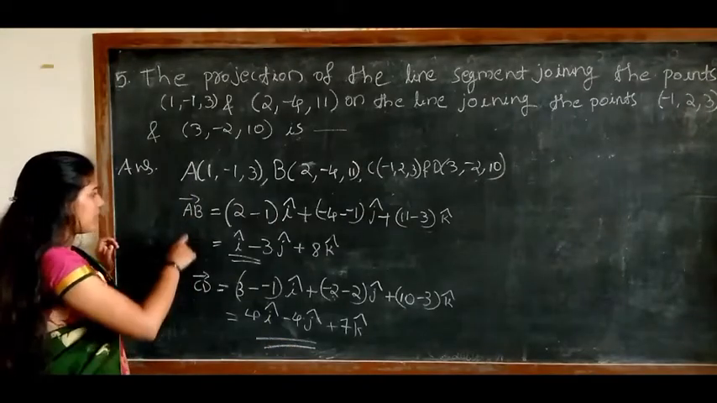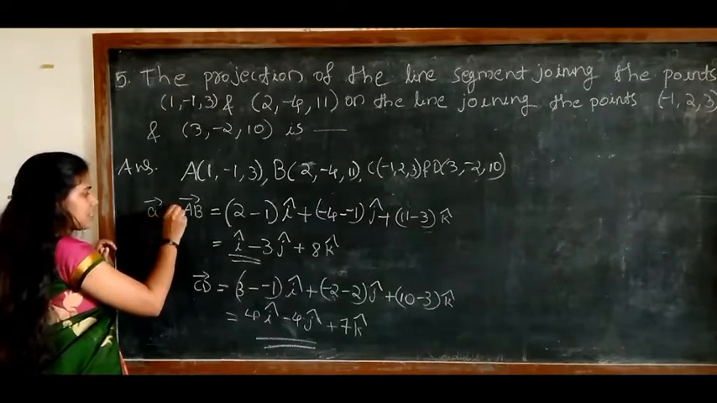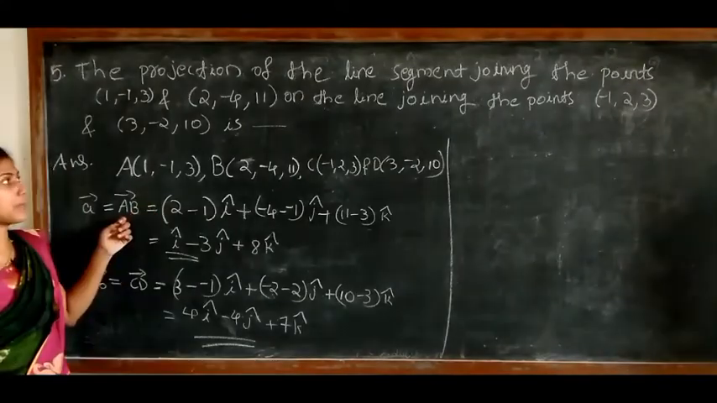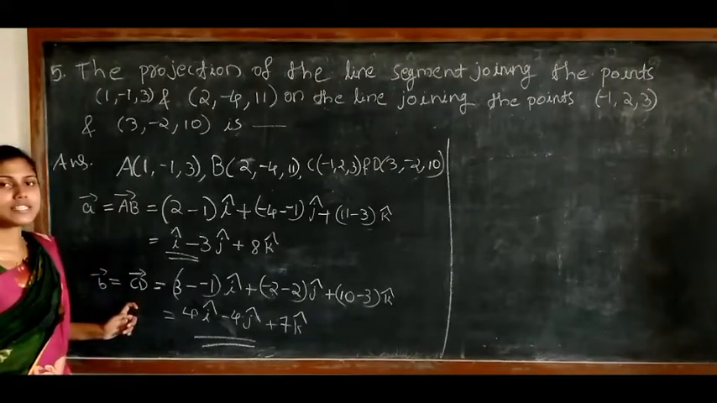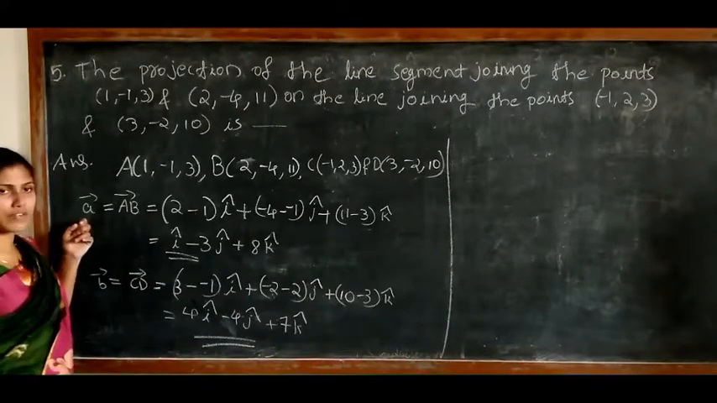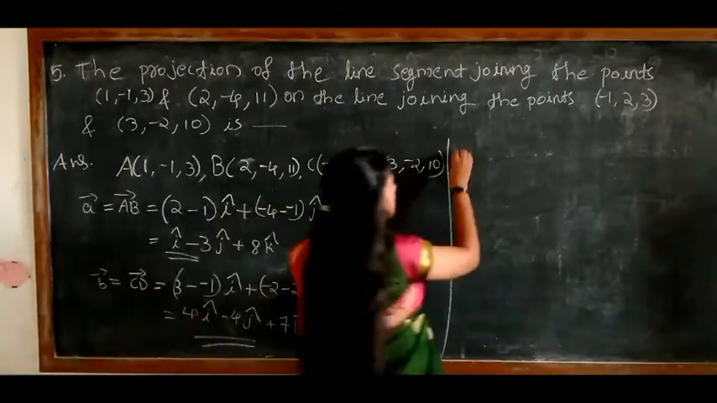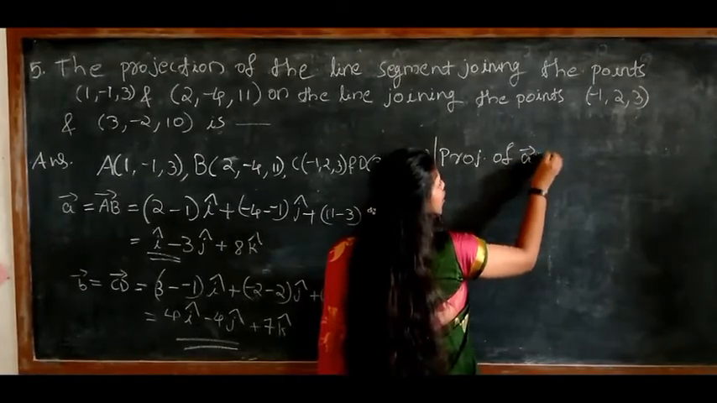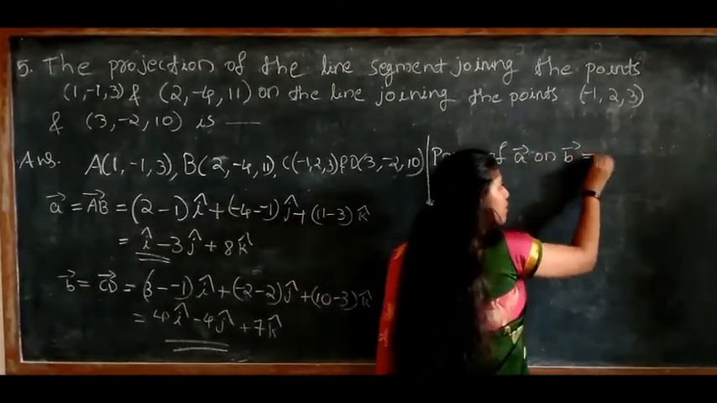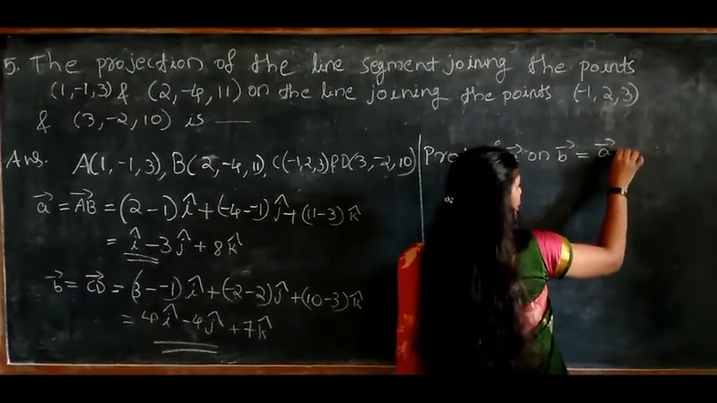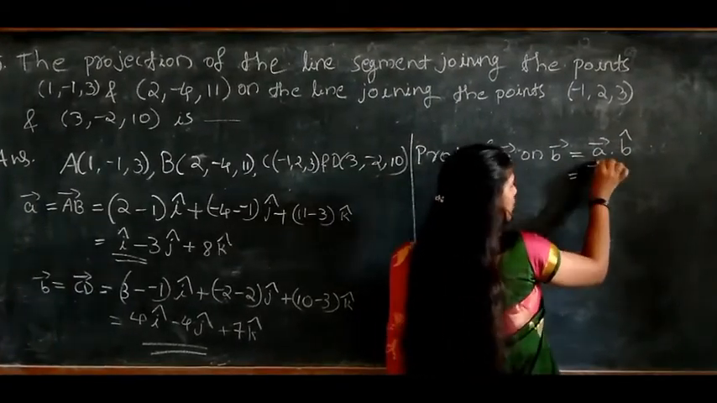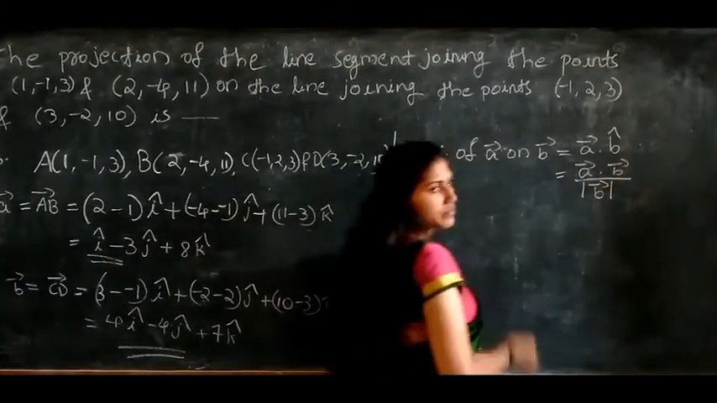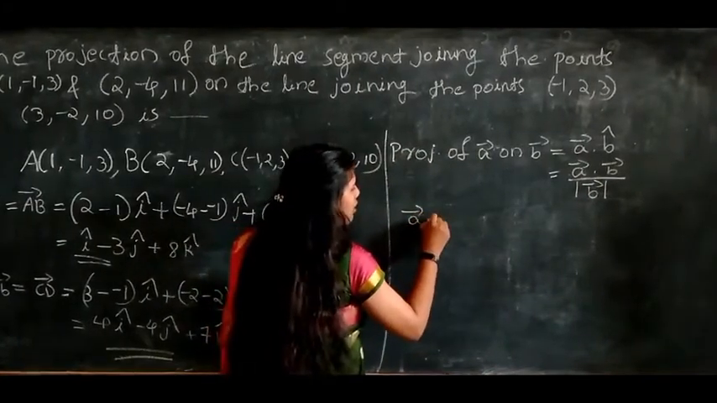Now let vector AB be vector A and vector CD be vector B. Now we have to find the projection of vector AB on vector CD. That is, we have to find the projection of vector A on vector B. The projection of vector A on vector B is equal to vector A dot B cap, or it is equal to vector A dot vector B divided by mod vector B. So first we have to find vector A dot vector B.